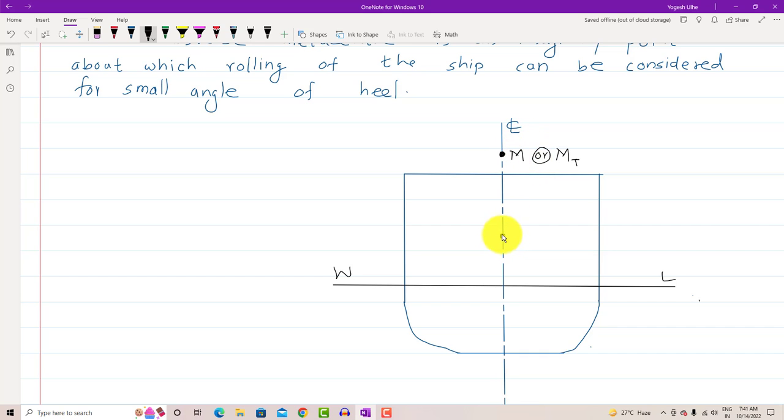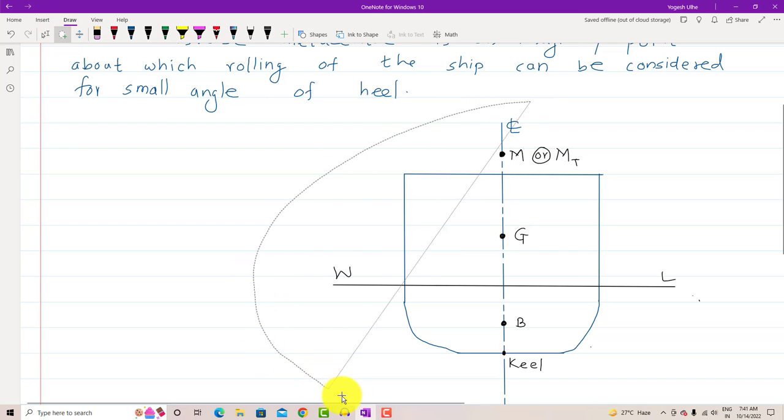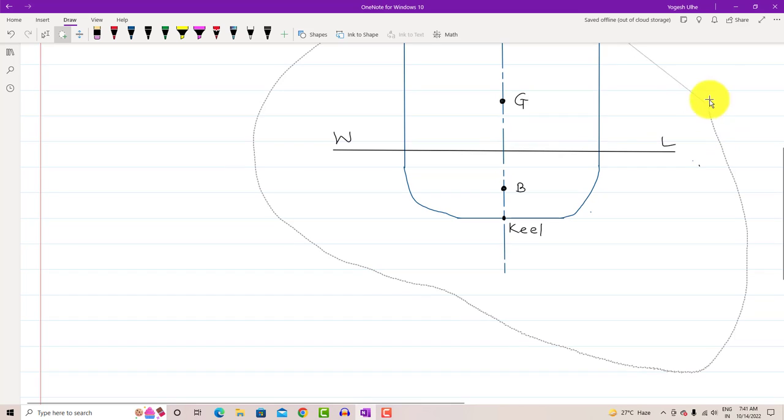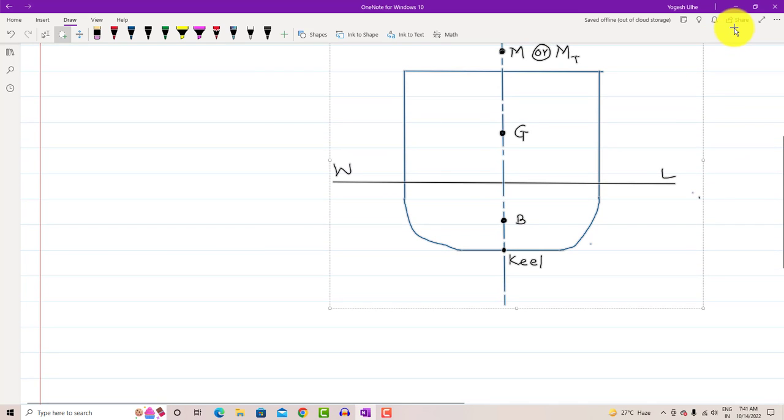Then somewhere here we will get a G. G means center of gravity. This portion below the water line denotes the water displaced. And somewhere here we get our center of buoyancy. The bottommost point of the ship is our keel. Now try to see the scenario here. A very simple discussion, nothing much difficult in this discussion.